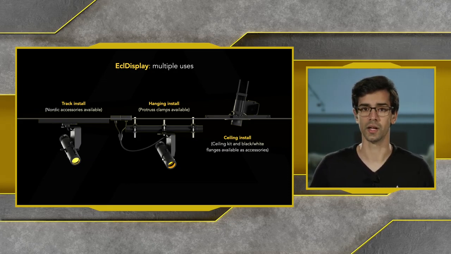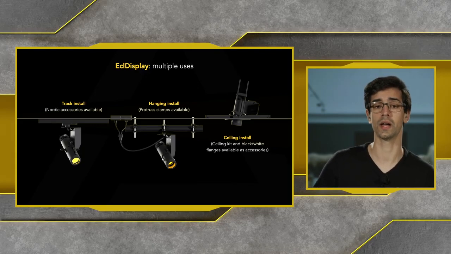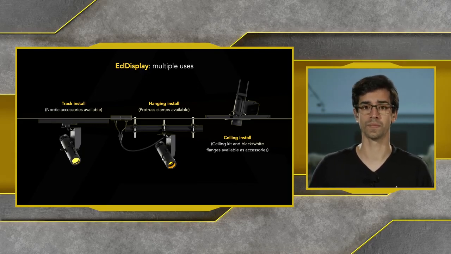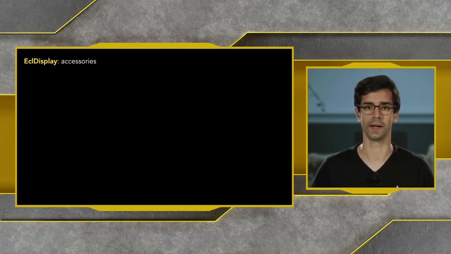And then the ECL display will be the perfect unit for that, with the many uses of the wash lenses, the profile lenses, etc. All of these accessories are also available, whether in black or in white, and you can find them through the website. So let's have a look at a quick video about all of the accessories that we have available for the ECL display.